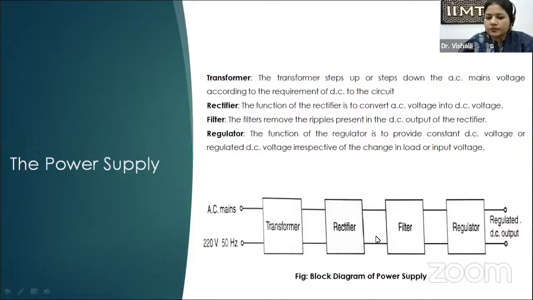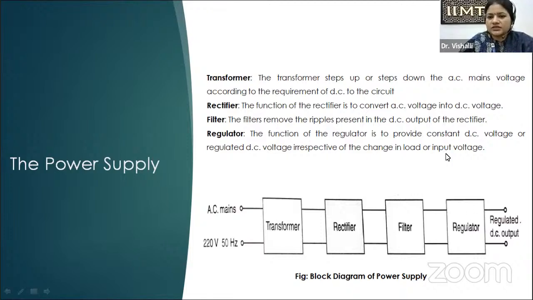Now the output which we obtain from the rectifier is not a pure DC. It also contains some portion of the AC as well as DC. So to remove the AC component from the rectifier output, the filter circuit is there, and after the filter circuit there is a regulator. The function of the regulator is to provide a constant DC output at the other end.